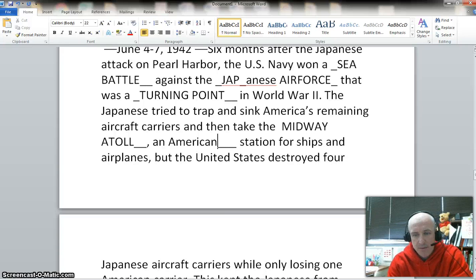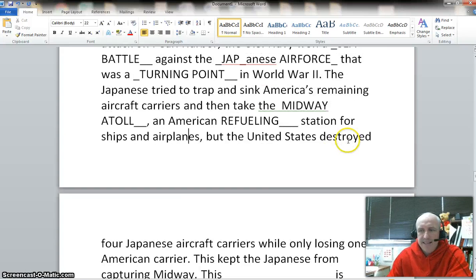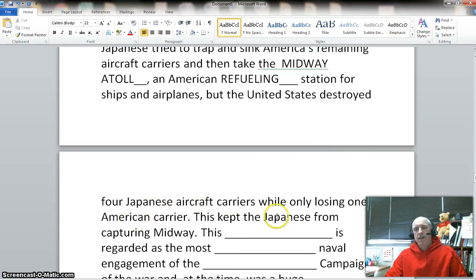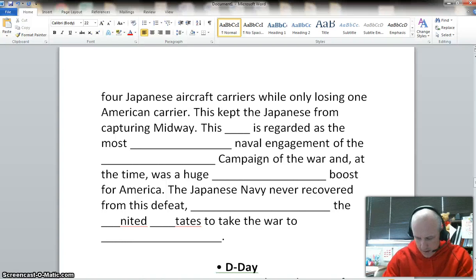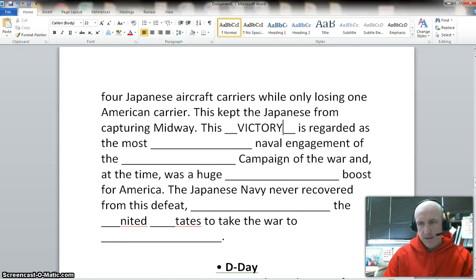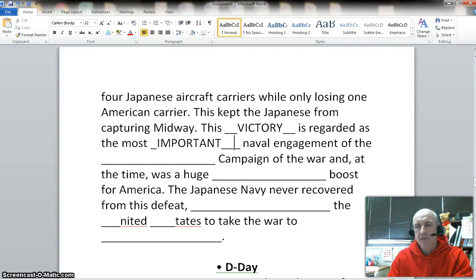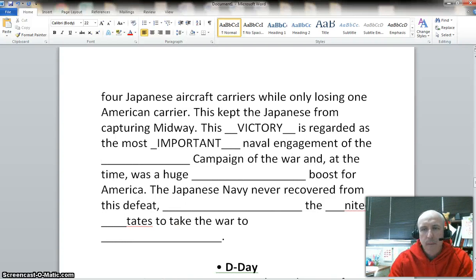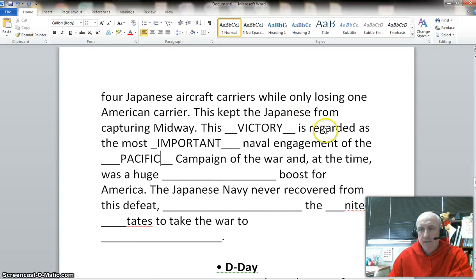We had to have this to get our ships where we needed to go. A refueling station for ships and airplanes. But the United States destroyed 4 Japanese aircraft carriers while only losing 1 American carrier. This kept the Japanese from capturing Midway. This victory is regarded as the most important naval engagement of the Pacific campaign of the war.